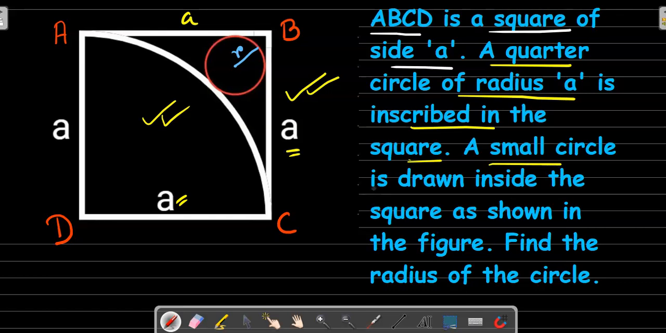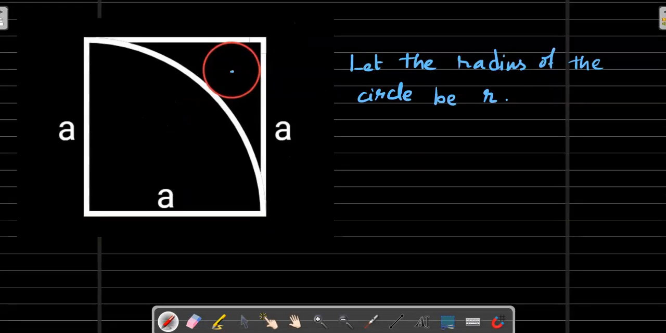A small circle is drawn inside the square as shown in the figure. So this is the small circle that is drawn inside the square. We have to find the radius of the circle. Let us assume that the radius of the circle be R. Now let's draw the diagonal of the square.